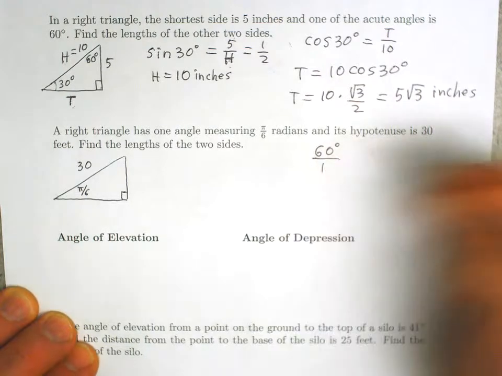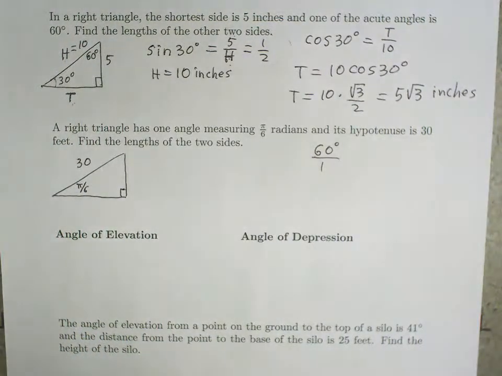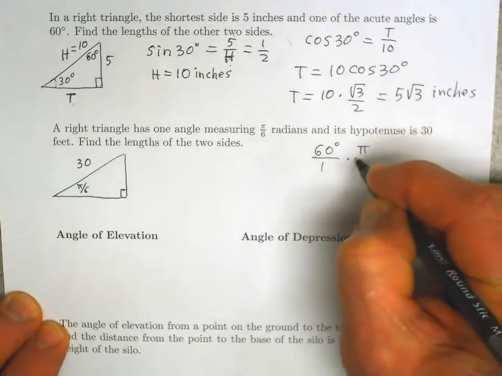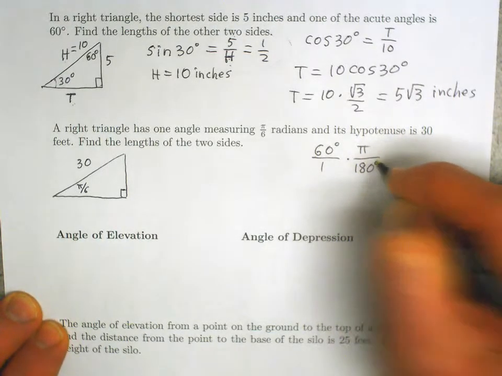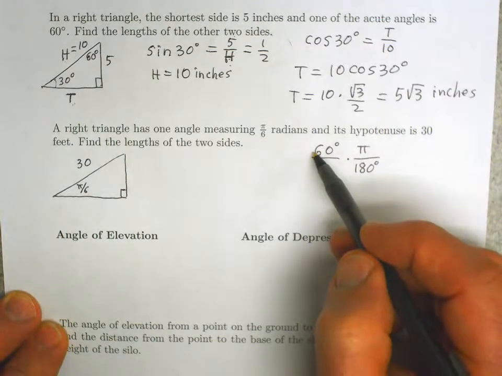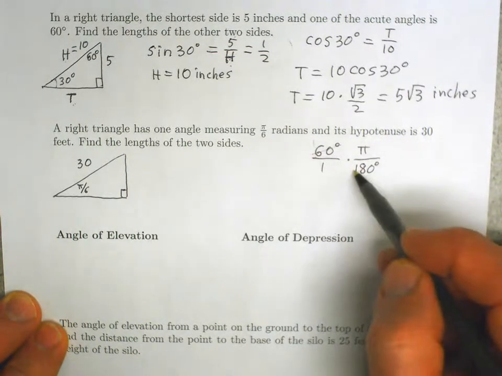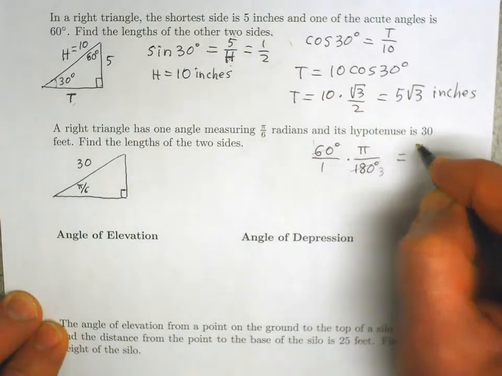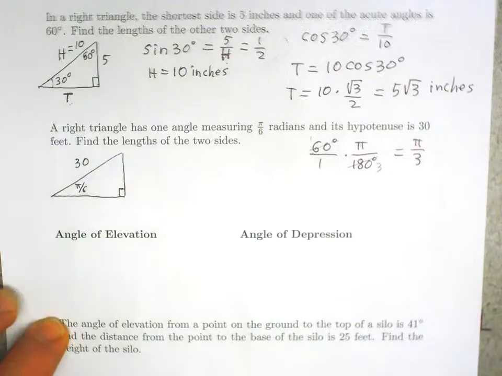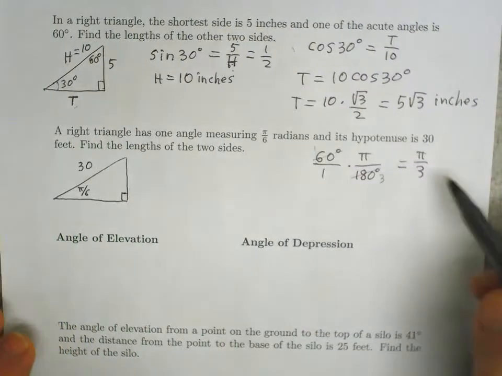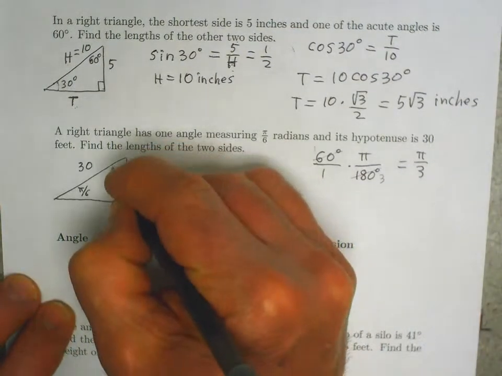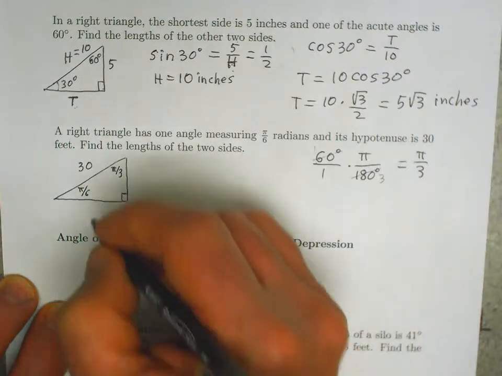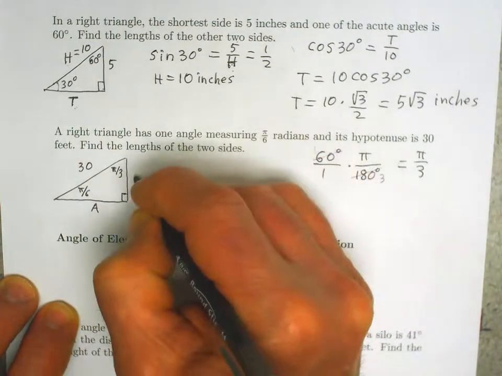If you want to convert 60 degrees to radians, then multiply 60 degrees by pi over 180 degrees. So 60 goes into 60 once, and 60 goes into 180 3 times. So the 60-degree angle is equivalent to the angle whose measure is pi over 3 radians. So this is pi over 3. And let's just label the two sides a and b.